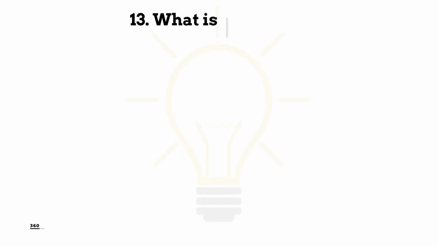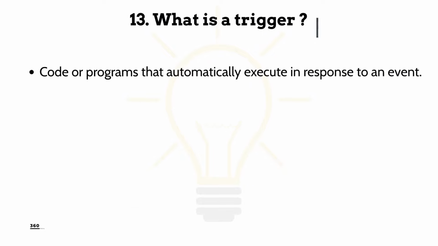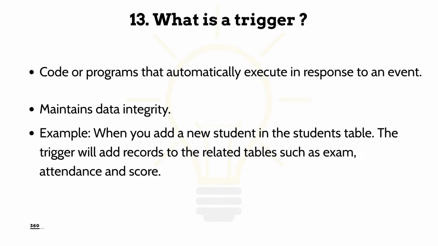The next question is about triggers. A trigger is a code or program that automatically executes in response to a specific event on a table or a view in the database. The benefit of using triggers is mainly to maintain integrity in the database. An example of this is when you add a new record of a student in the student table. The trigger will automatically create new records in the related tables, such as the exam, attendance, or even the table which carries scores.